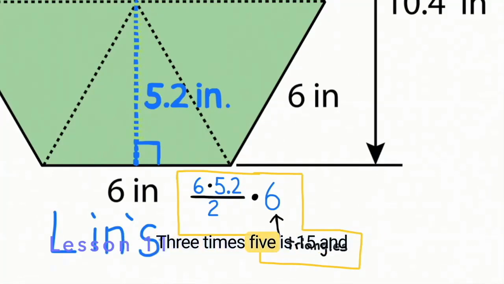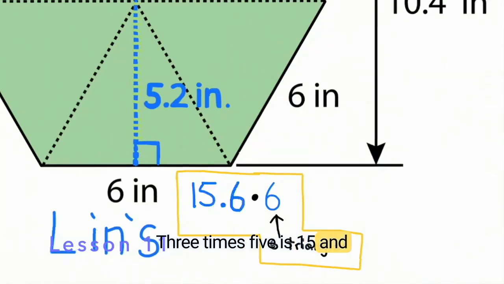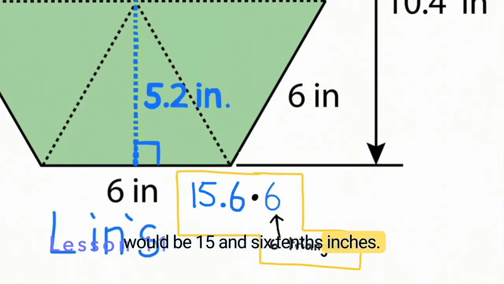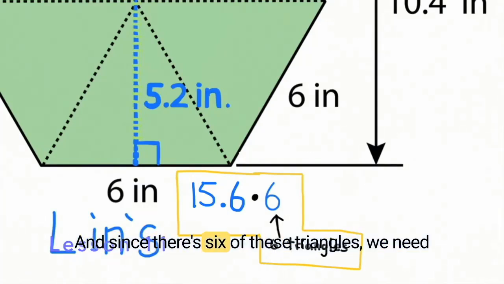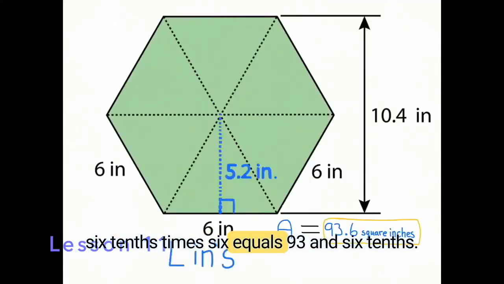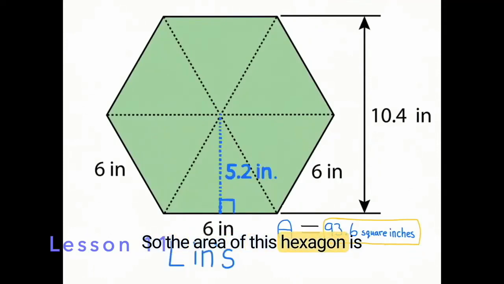3 times 5 is 15, and 3 times 2/10 is 6/10. The area of each of the triangles would be 15 and 6/10 inches. And since there are 6 of these triangles, we need to multiply 15 and 6/10 times 6. 15 and 6/10 times 6 equals 93 and 6/10. So the area of this hexagon is 93 and 6/10 square inches.